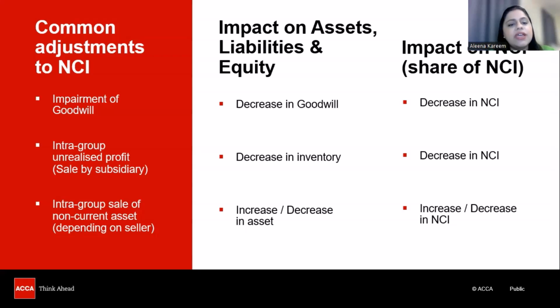Similarly, if you're talking about intra-group sale of non-current assets, then one company would have recognized the profit, the other company would have recognized the depreciation. So whether we are talking about the profit or the additional depreciation, we are going to adjust the asset for it, and a simultaneous adjustment is going to be done to the NCI also. So please keep these adjustments in mind, because these very frequently come up in your exams also.